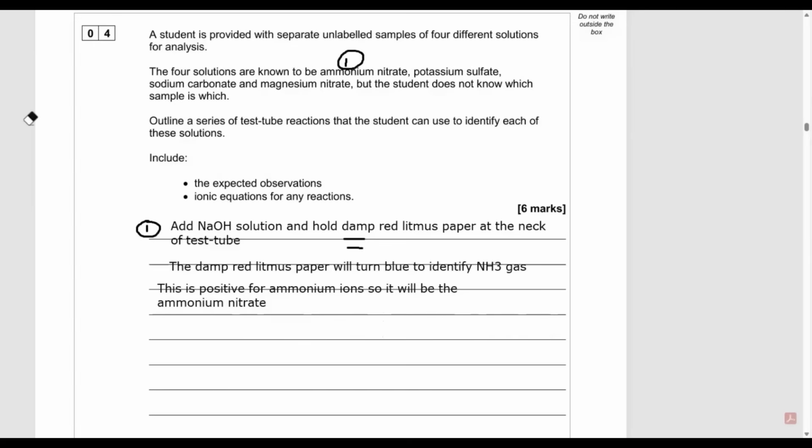So we want to pay attention to the word damp here. The fact that it's damp means there's water there. That means we've got hydrogen ions and hydroxide ions available. And that means that what's going to happen is our ammonium ions are going to react.